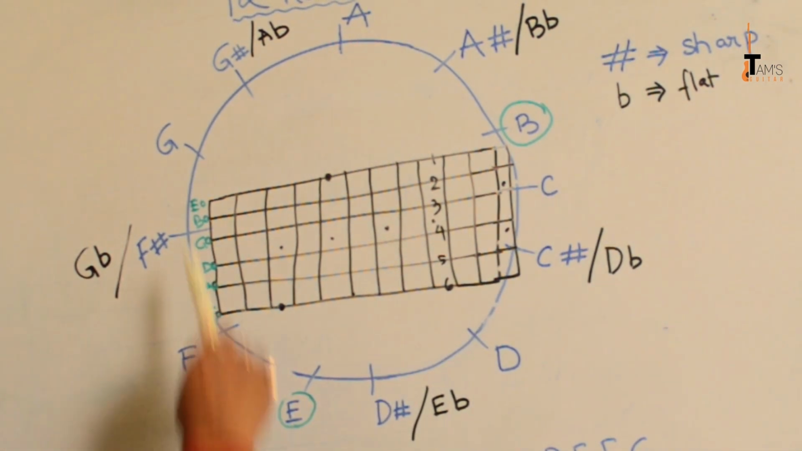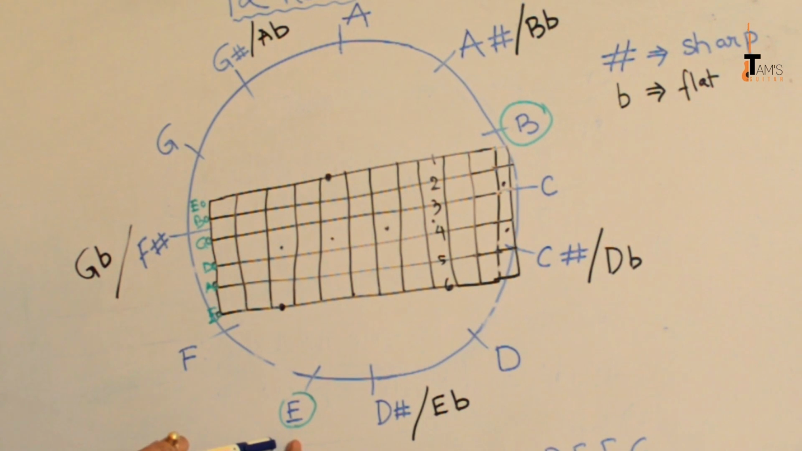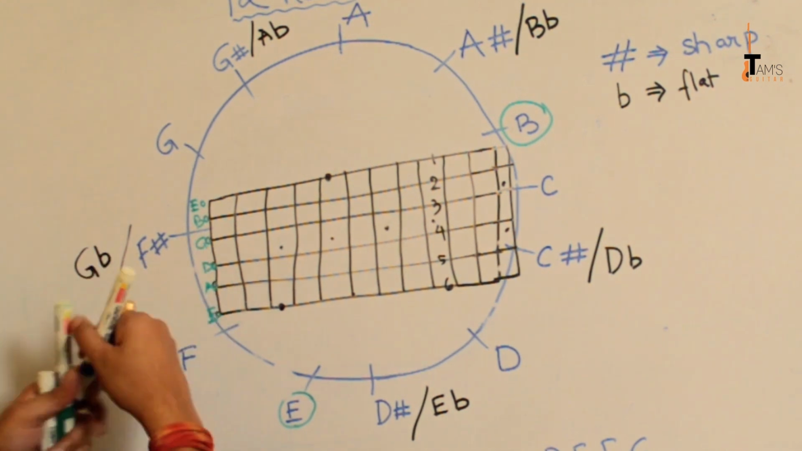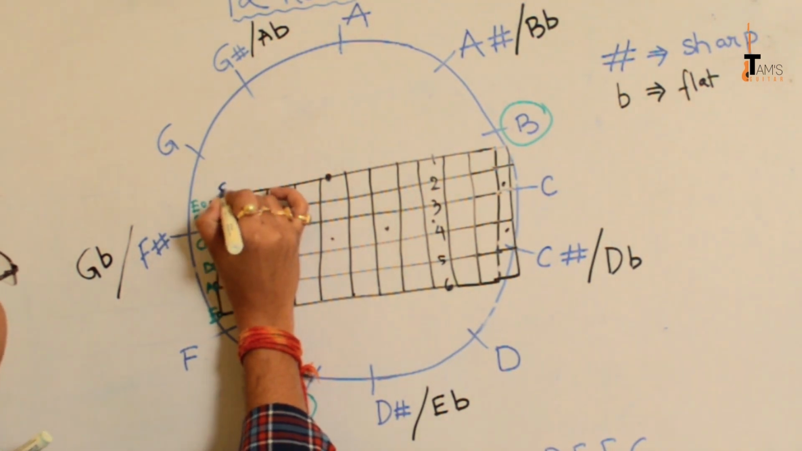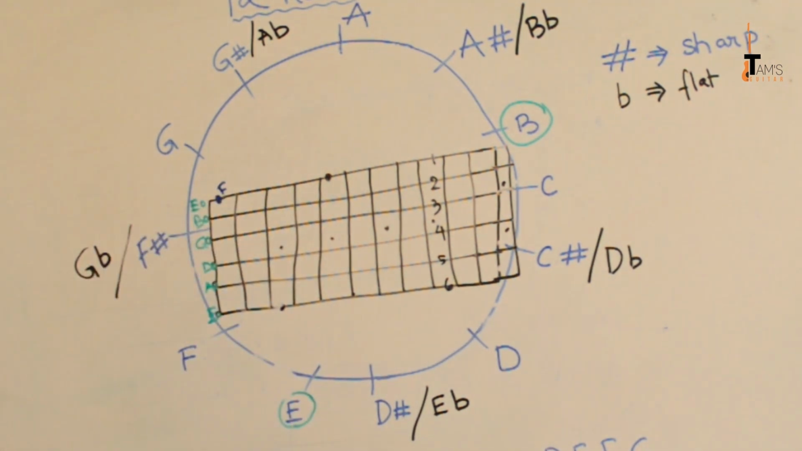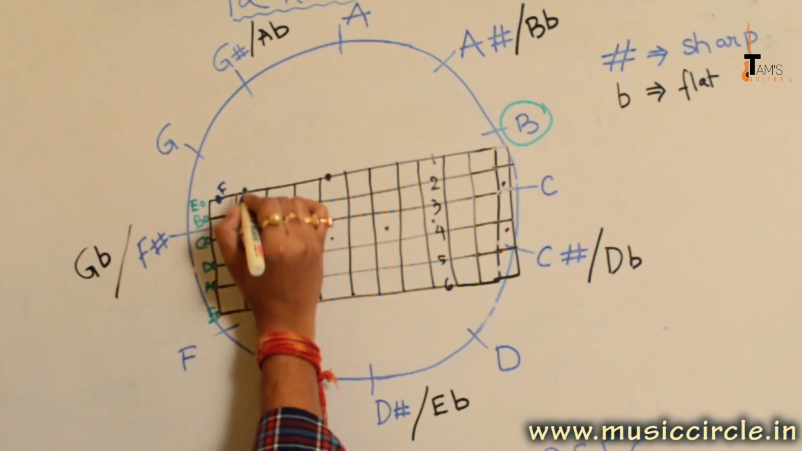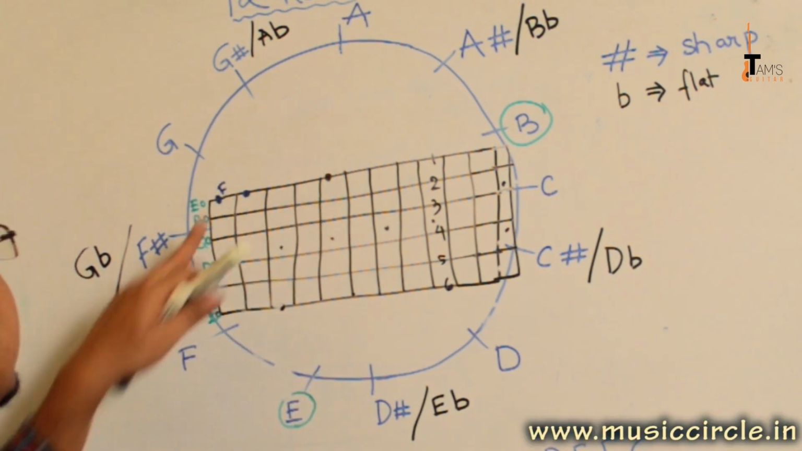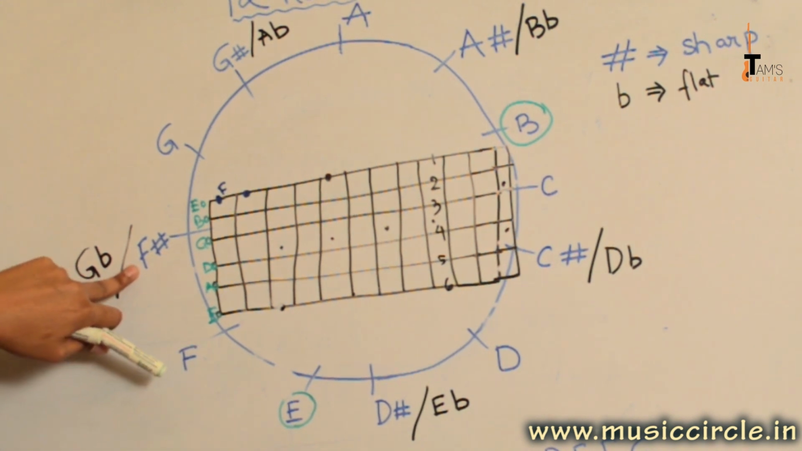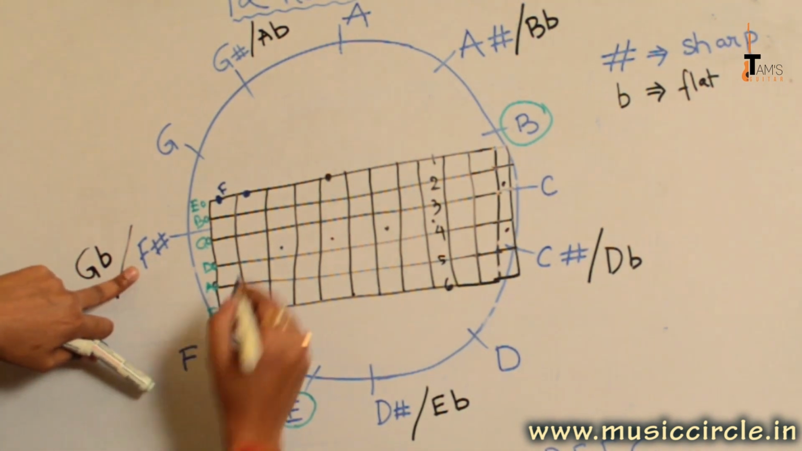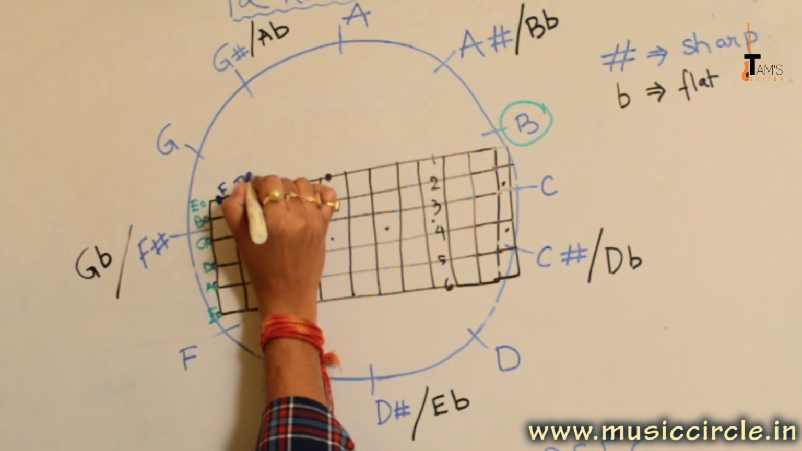So after E, what do we have? Look here, after E we have F. So definitely after E we'll be having F here. The first fret is nothing but the F note. Similarly, the next possible note that we have is F sharp. So it's F sharp.